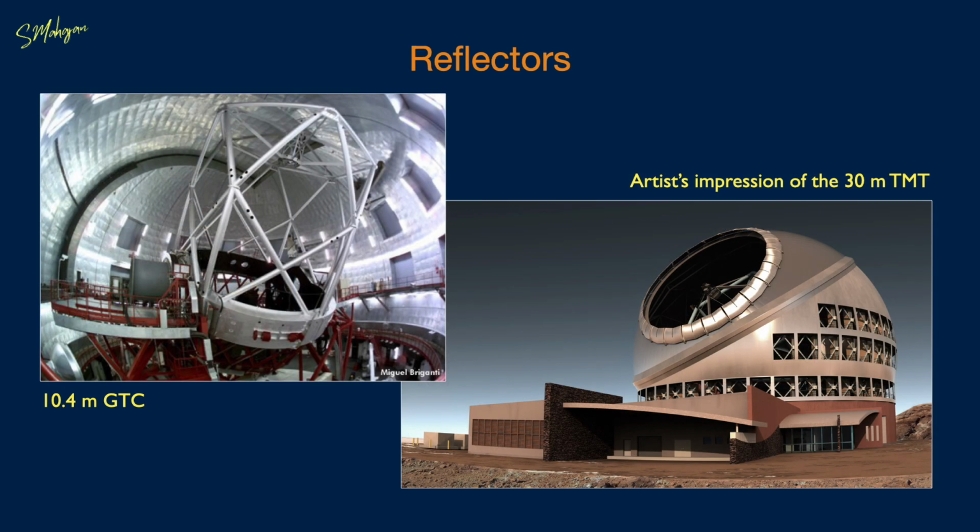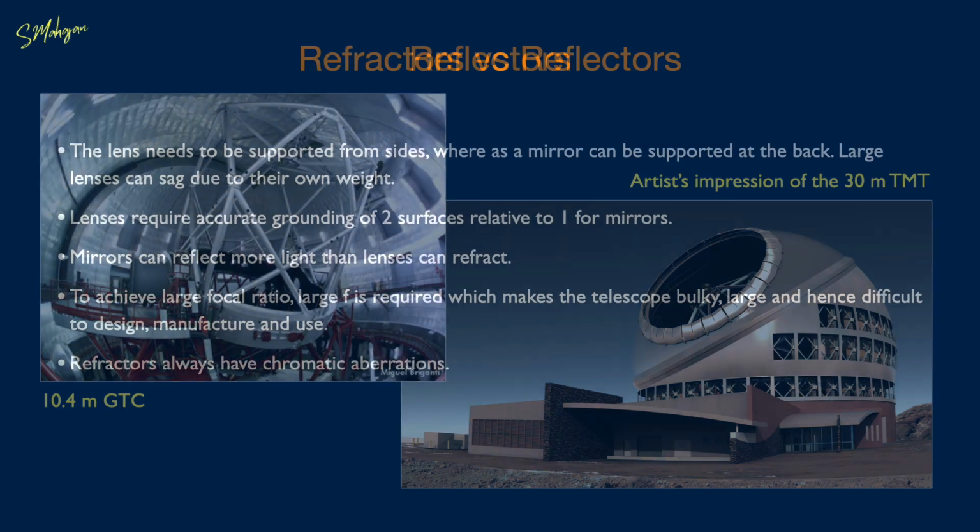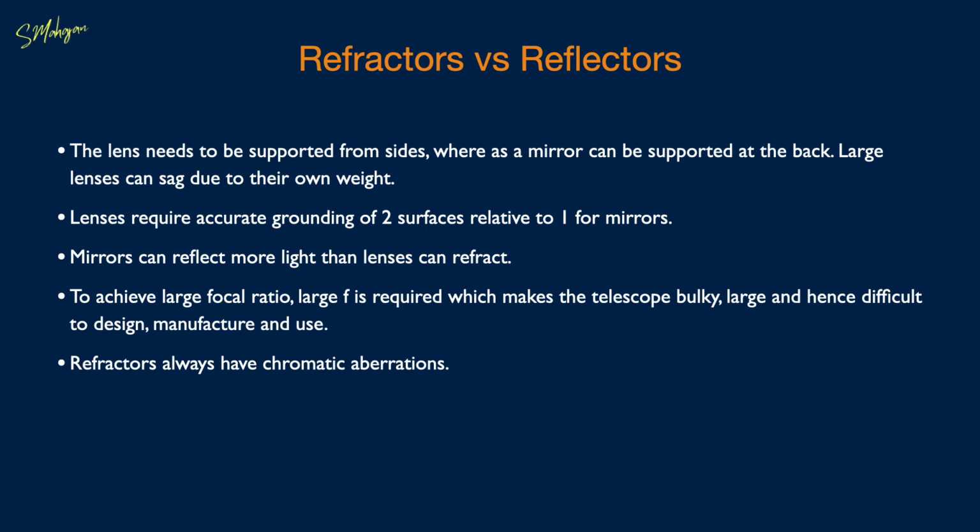Some of the largest running telescopes in the world, such as the GTC mentioned earlier and the upcoming TMT, are reflecting telescopes. Here is a quick summary of the difference between reflectors and refractors.